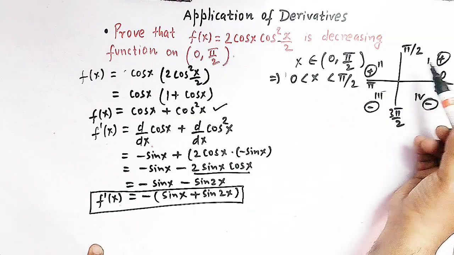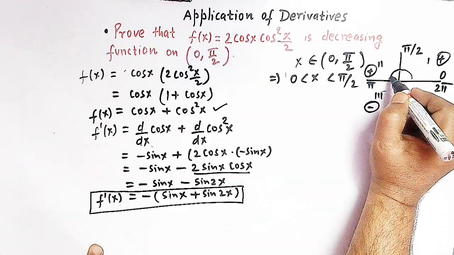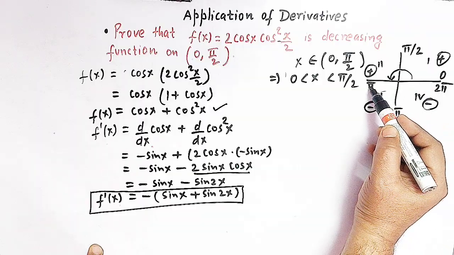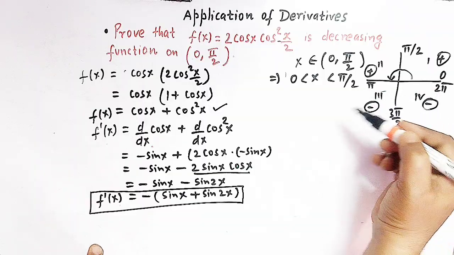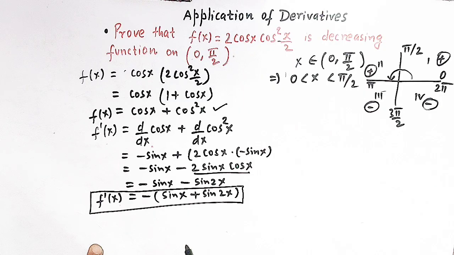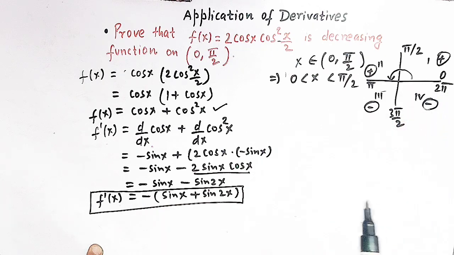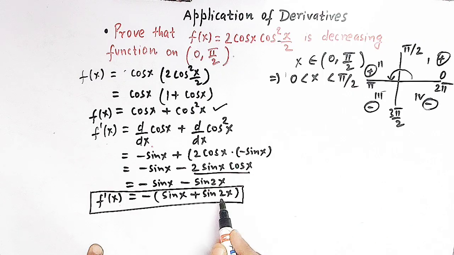positive in the first and in the second quadrant, that is from 0 to pi the sine function is positive, and from pi to 2 pi, that is in the third and fourth quadrant, the sine function is negative. So here we are going to decide the sign of f prime of x using the sign convention for the sine function, right? Because here we have the sum of two sine functions.